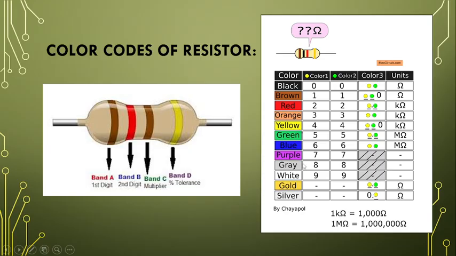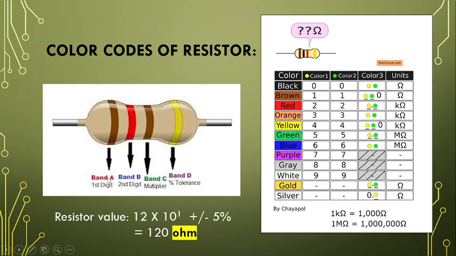Let's start with the color code of resistor. The very first band and second band, band A and band B, give the value as it is. Band C, the third band, is always the power of 10, and the last band is the plus minus tolerance. So the value of this resistor is band A, brown, is 1 as it is, band B, red, is 2 as it is, into band 3, brown, is 10 raised to power 1, plus minus band 4, gold, is 5%. So it becomes 120 ohm.